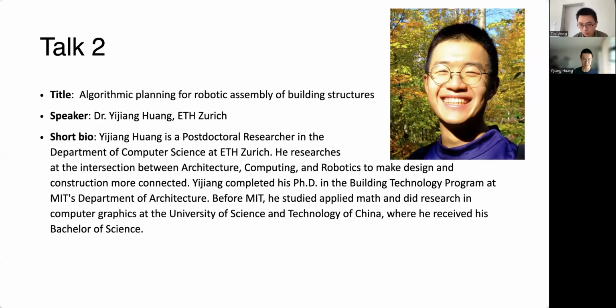Yijiang got his PhD in the Building Technology program at MIT's Department of Architecture. Before MIT, he studied applied math and did research in computer graphics at the University of Science and Technology of China, where he received his Bachelor of Science. And today's talk is about algorithmic planning for robotic assembly of building structures. So Yijiang, the floor is yours.